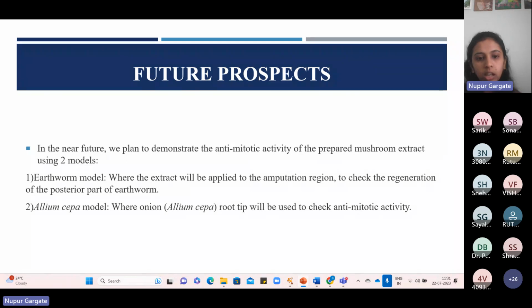Now when these onions are grown in all the 3 concentrations of mushroom extract, and when the root tips are taken and examined under the microscope, if no cell division happens in those root tips, we can say that mushroom has antimitotic activity. And because it has antimitotic activity, because it does not allow the cells to divide, it can be used as a potential anti-cancer agent.